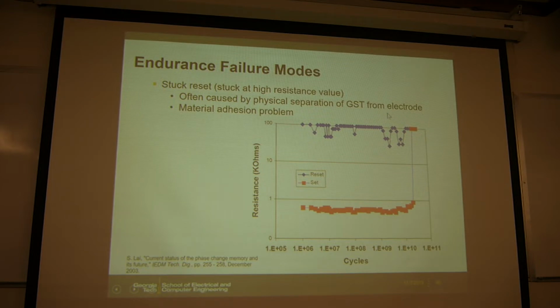This is probably due to the separation of the material from the electrode. Because every time you do this cycling, it's a thermal process, so you have thermal expansion. If it accumulates over cycles, then eventually you may have some separation between your GST material and the electrode. So this is due to the thermal expansion over cycles.